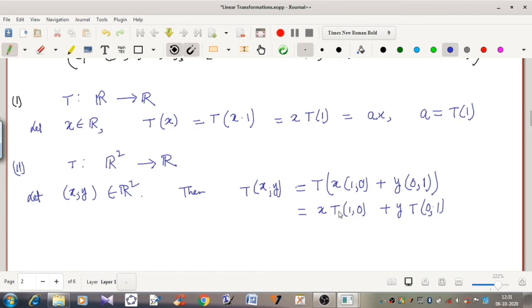If T of (1 comma 0) equals A and T of (0 comma 1) equals B, then we can write it as Ax plus By. So the linear transformation T from R2 to R can be determined by the value of T at the points (1 comma 0) and (0 comma 1).